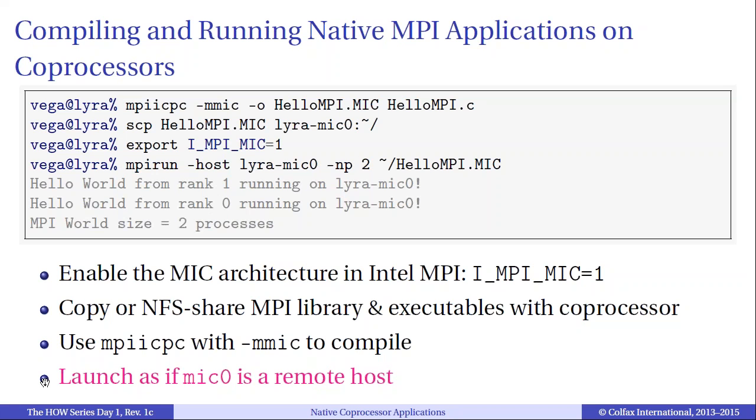This is a very important listing because it demonstrates that you can use the same code that you would use for clustering on Xeon. You can use the same code on Xeon Phi. You just have to cross-compile, and you have to run with a special argument impi mic equals 1.